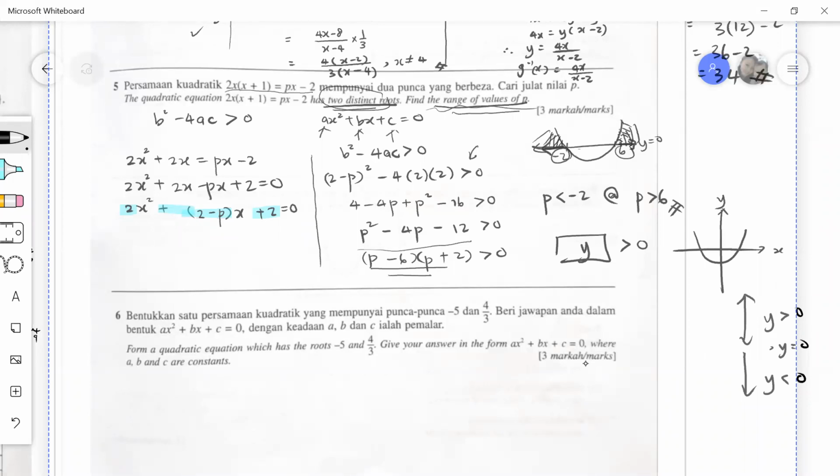All right, now let's look at number 6. We have to form a quadratic equation which has the roots of -5 and 4/3. Give your answer in the form of ax squared plus bx plus c equals to 0. Now you can use the sum and product of roots method, or you use this one.